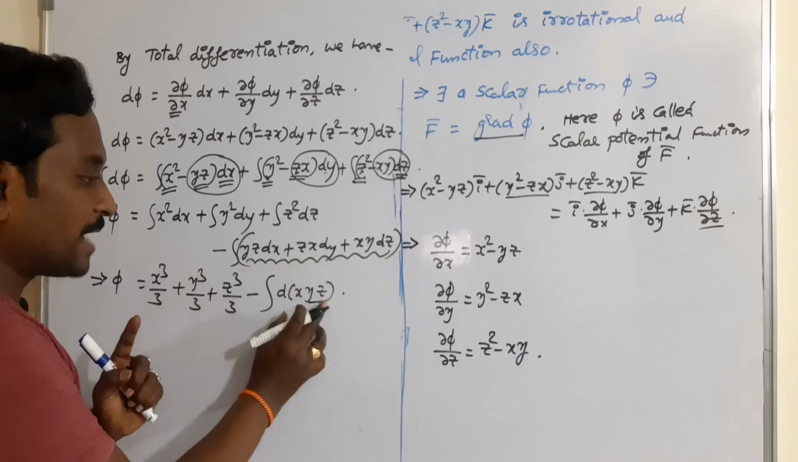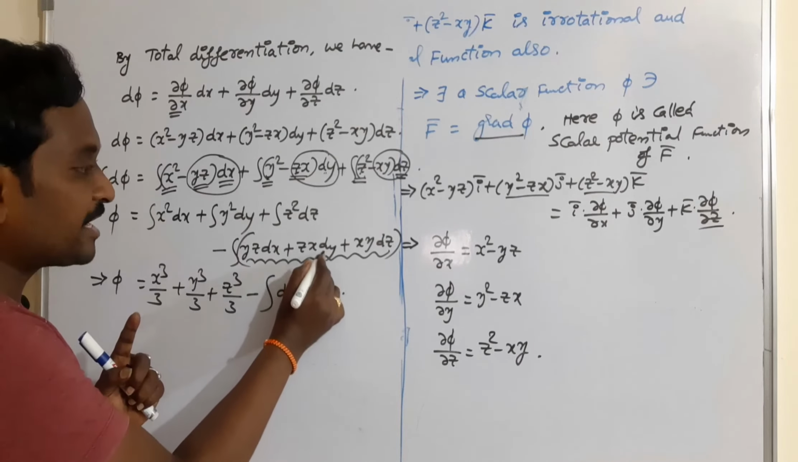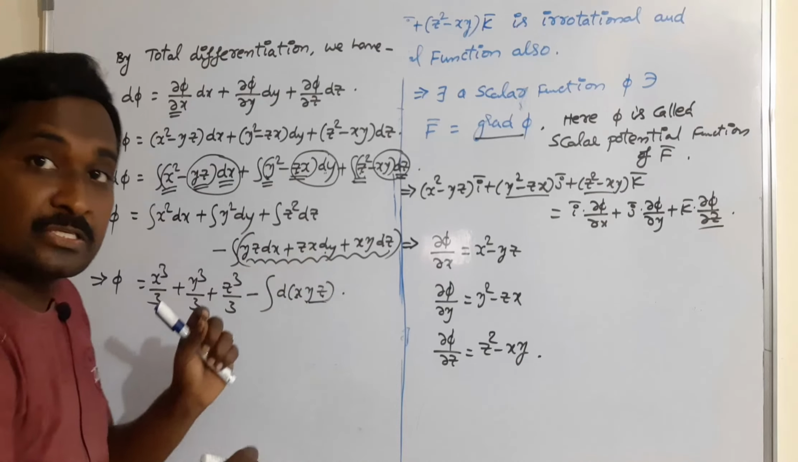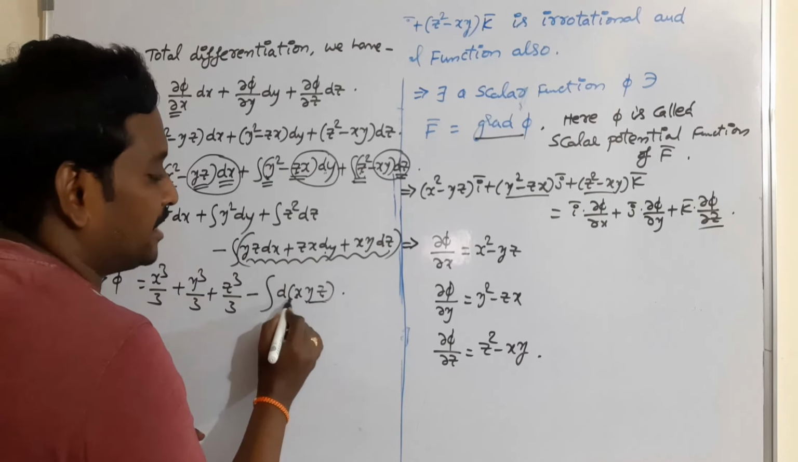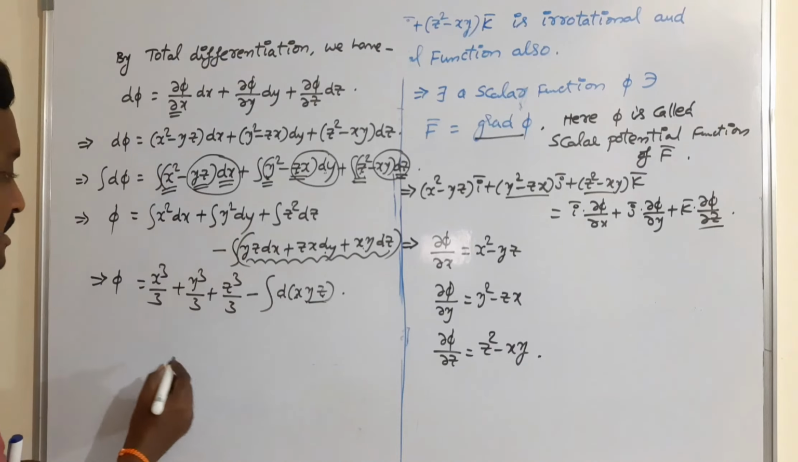yz are similar terms. Plus, now zx is a similar term. x, z are similar terms. The derivative of y can be written as dy. This concept is known as total differentiation. Okay, and xy is the same now. The derivative of z is dz. Now derivative and integration get cancelled.